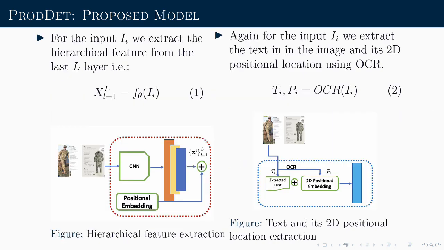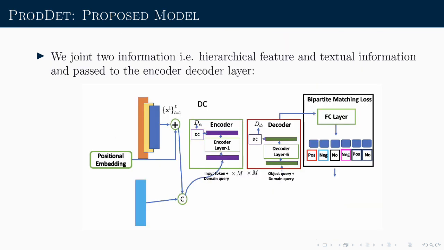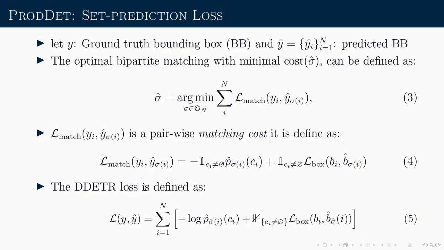For input image I, we extracted the hierarchical features, and again for this image we have extracted the text and its 2D positional embedding using OCR. We join the two pieces of information, that is the hierarchical feature and textual information, and pass them to the encoder-decoder layer. The loss function of Deformable DETR is a bipartite matching loss between the predicted and the ground truth bounding boxes.